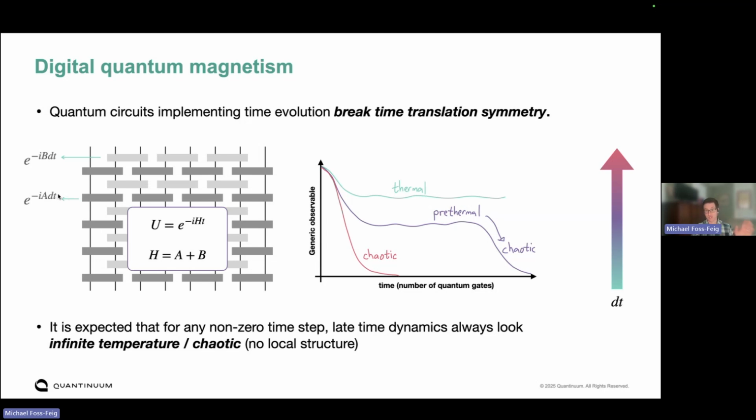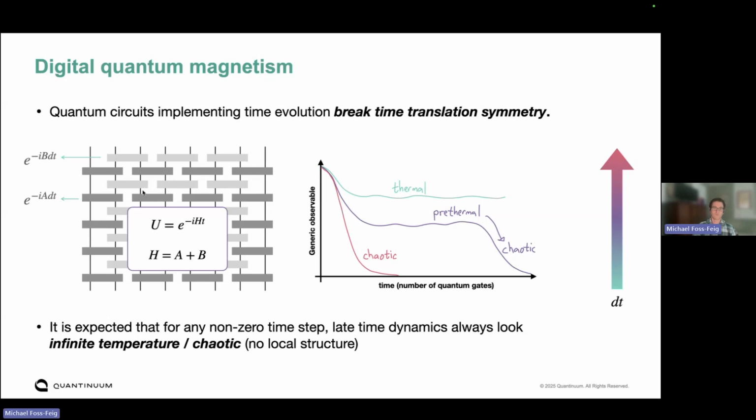And so very generically, when you have a system without time translation invariance, absent any other conservation laws, if it loses conservation of energy, there's no reason for it to evolve at late times into anything other than essentially a completely random state. So in a circuit like this, if you evolve long enough in time, you always expect the state that comes out to be completely chaotic or random and really have no interesting local structure. And this is very much the situation in something like a random circuit sampling experiment.